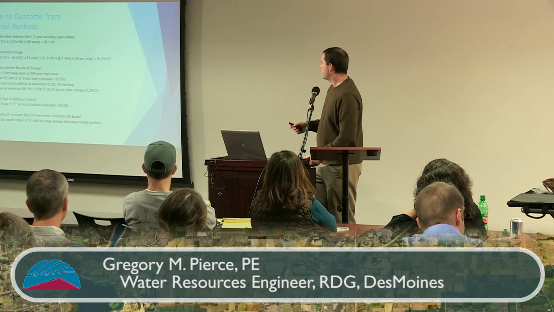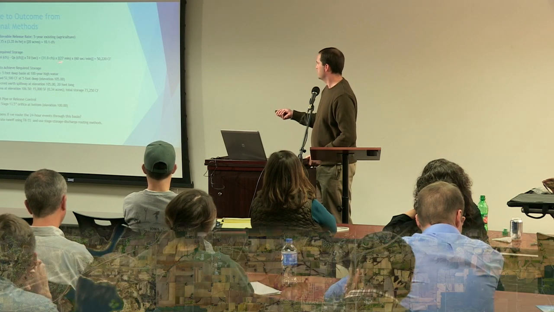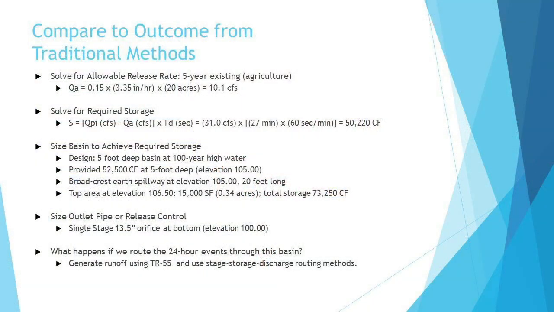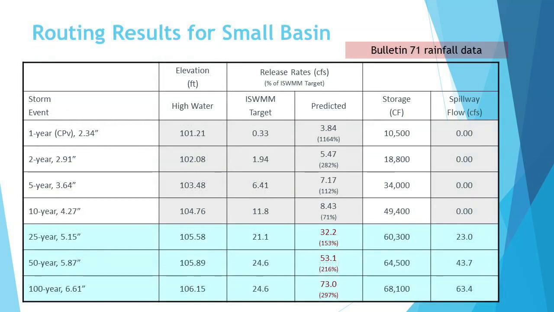So just to highlight again, I kind of highlighted it throughout, so I'm not going to repeat it too much. Again, this is our rational method example, 50,000. And the difference of storage that we were going to need. And also we used to have one size fits all. And if you do the backwards approach and run a TR55 model through our little rational method basin, this is what you'd see, is about the 10-year storm, that basin is full and it overtops. And even though my report said my release rate was going to be 10 CFS, well, it's going over the dam and out uncontrolled. So my actual release rate was probably going to be more like 73, even though my report had said 10.